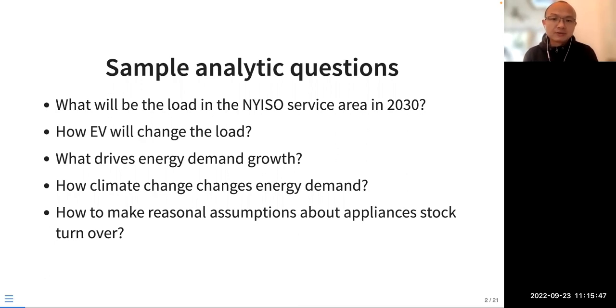Next question, such as how to make reasonable assumptions about appliance stock turnover or vehicle stock turnover, when electric vehicles can replace ICE, internal combustion vehicles. Energy efficient appliances can replace old appliances, or a heat pump dryer, for example, can replace a traditional electric or even gas-powered dryer. Those are some sample analytic questions that you may get a sense of from this lecture.